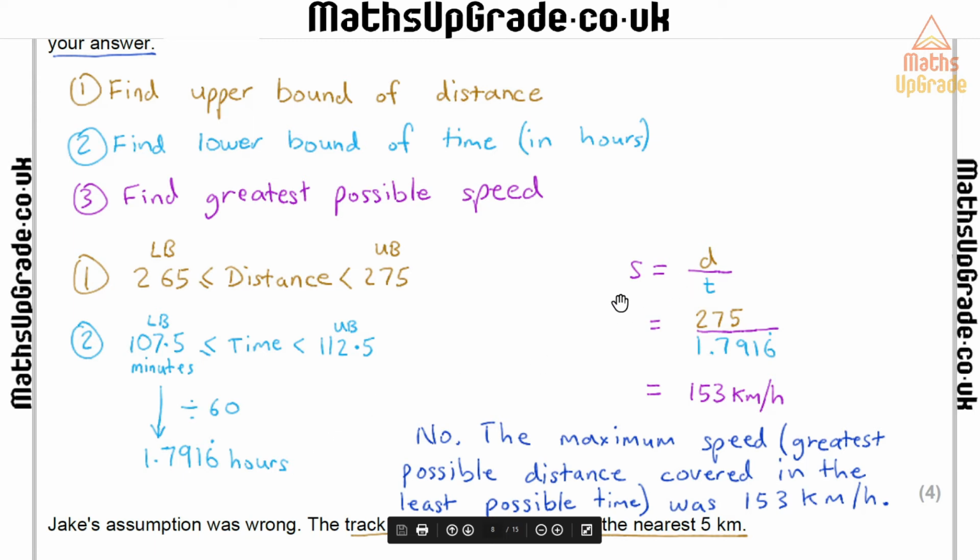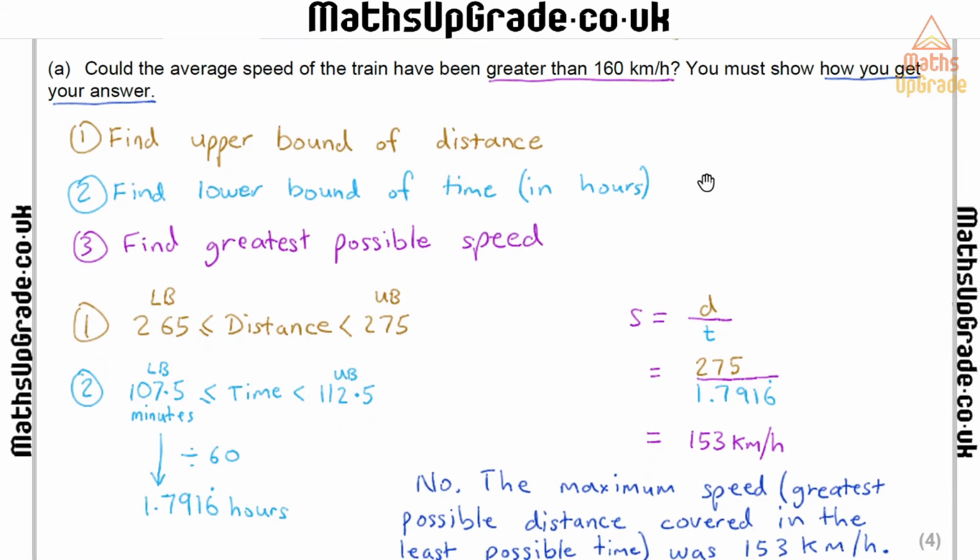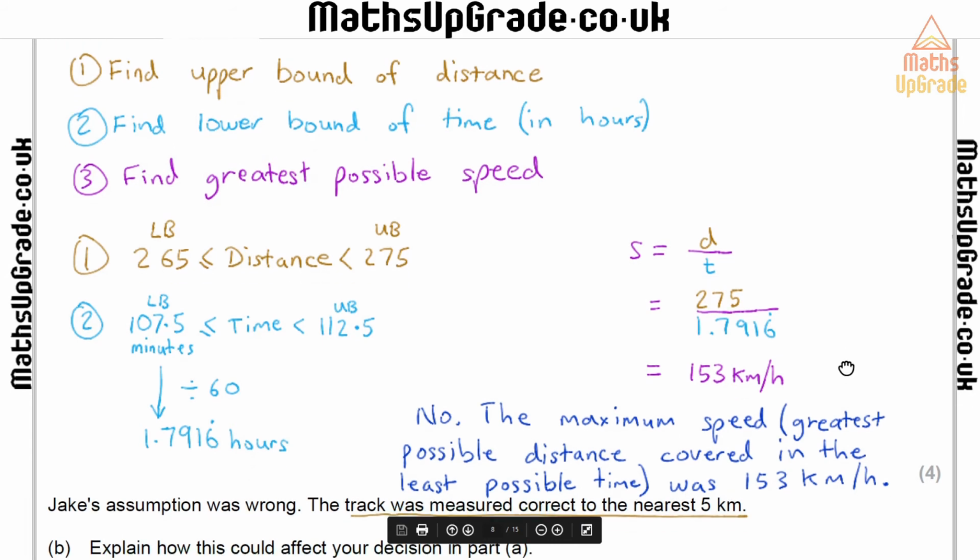Now, to find the speed, I'm going to use the upper bound of the distance divided by the lower bound of the time. That'll give me the greatest possible speed: greatest possible distance covered in the least possible time. Dividing those two values, I get 153 kilometers per hour. Back to the question: could the average speed of the train have been greater than 160? Well, the greatest possible speed is 153, so the answer is no. The maximum speed was 153 kilometers per hour, and that's 4 marks.